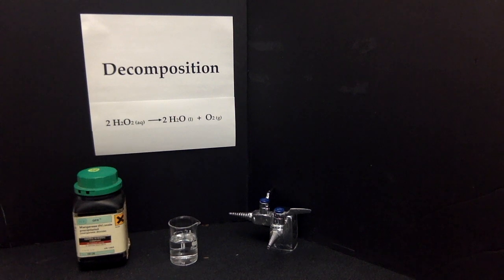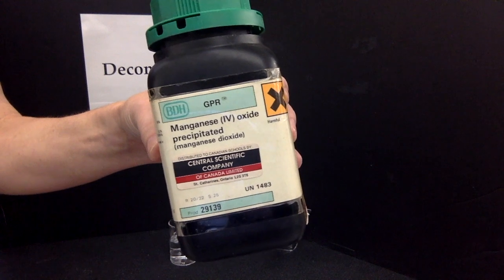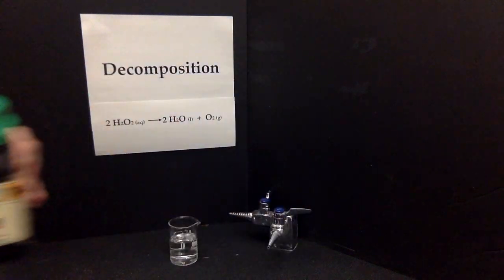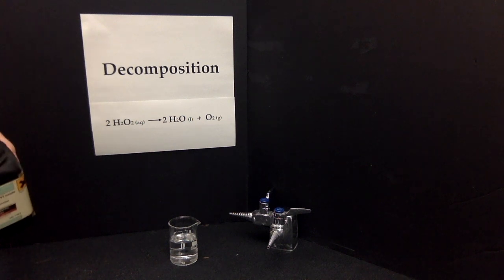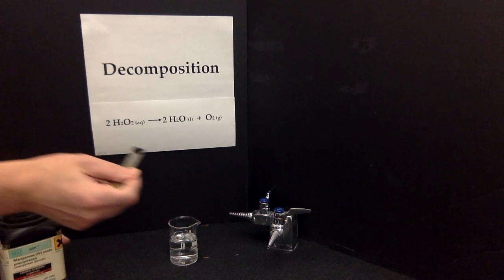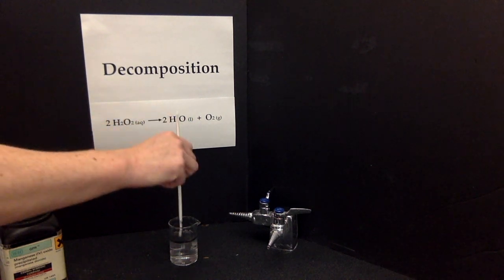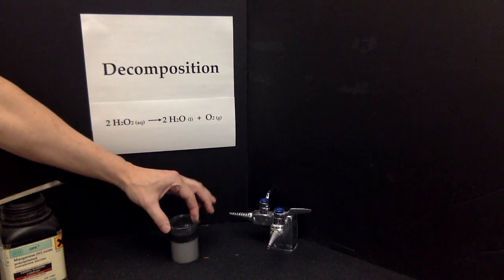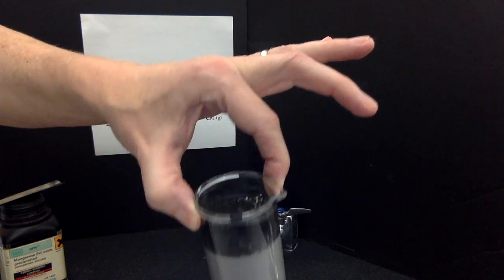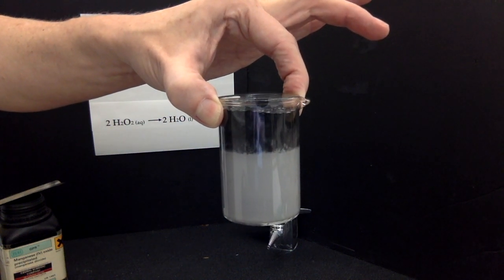However, with the addition of the manganese 4 oxide, just a little catalyst will speed up this reaction so that we can actually observe it. The decomposition of hydrogen peroxide is also sped up by the addition of blood, but I'm not going to bleed into it today. Immediately it starts to fizz, and with a little stir, we can see lots of bubbles forming, which is simply oxygen gas being produced. That's the decomposition of hydrogen peroxide.